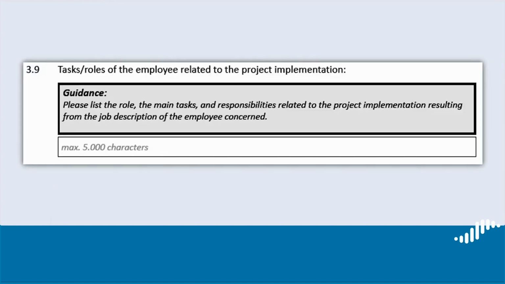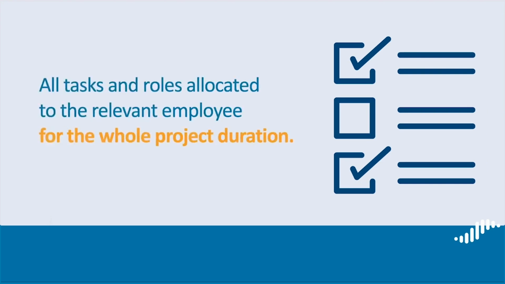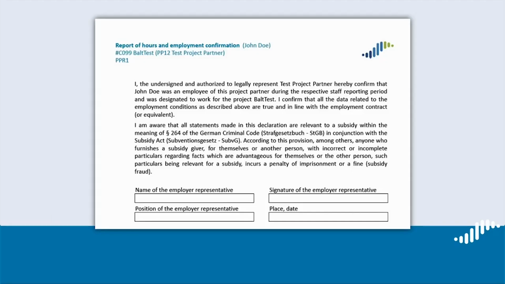The last requested input in the employment confirmation is a description of the tasks or roles of the employees related to the project implementation. In contrast to the description given earlier in the report of hours, this description should summarize all tasks and roles allocated to the relevant employee for the whole project duration. The employment confirmation needs to be signed by the employer.